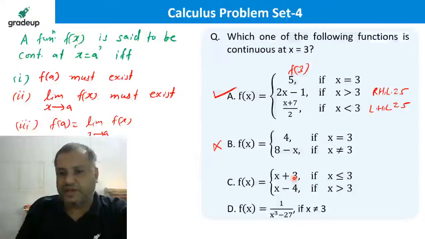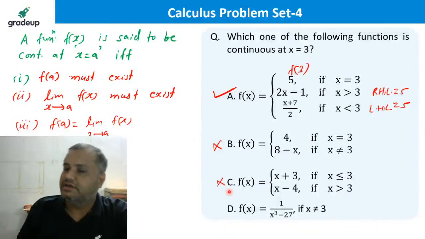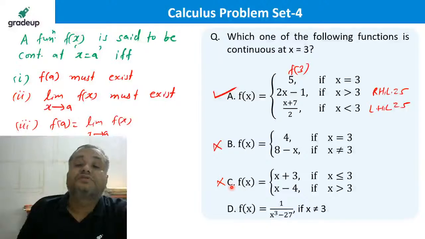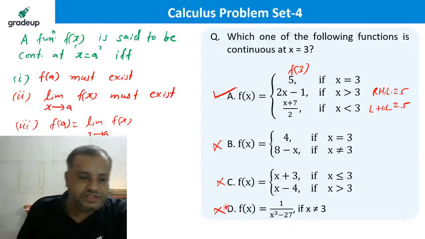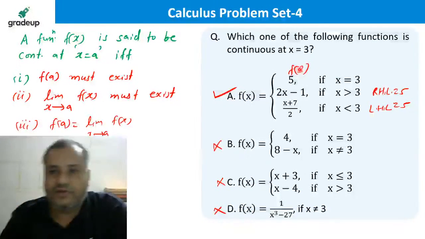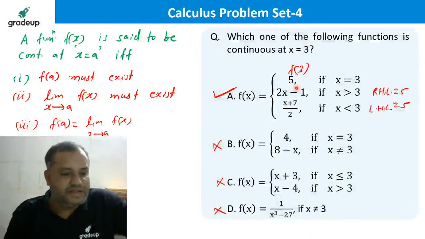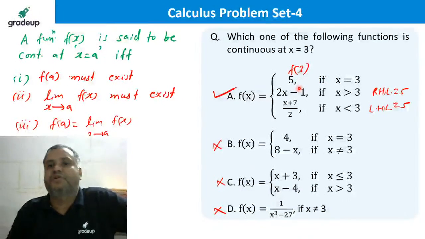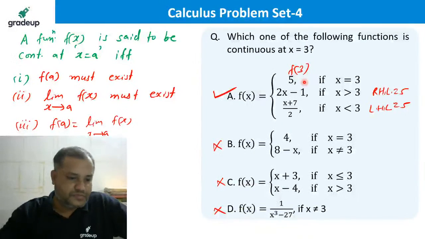Here at x equal to 3, 3 plus 3 is 6. F of 3 is 6 and left hand side and right hand side limits are not same. So this is not continuous at x equal to 3. Moreover, this is not defined at x equal to 3, so f of 3 does not exist. So this is not continuous at x equal to 3. So only first one is satisfying all these three conditions. So we can say that the function given in the first part is continuous at x equal to 3.